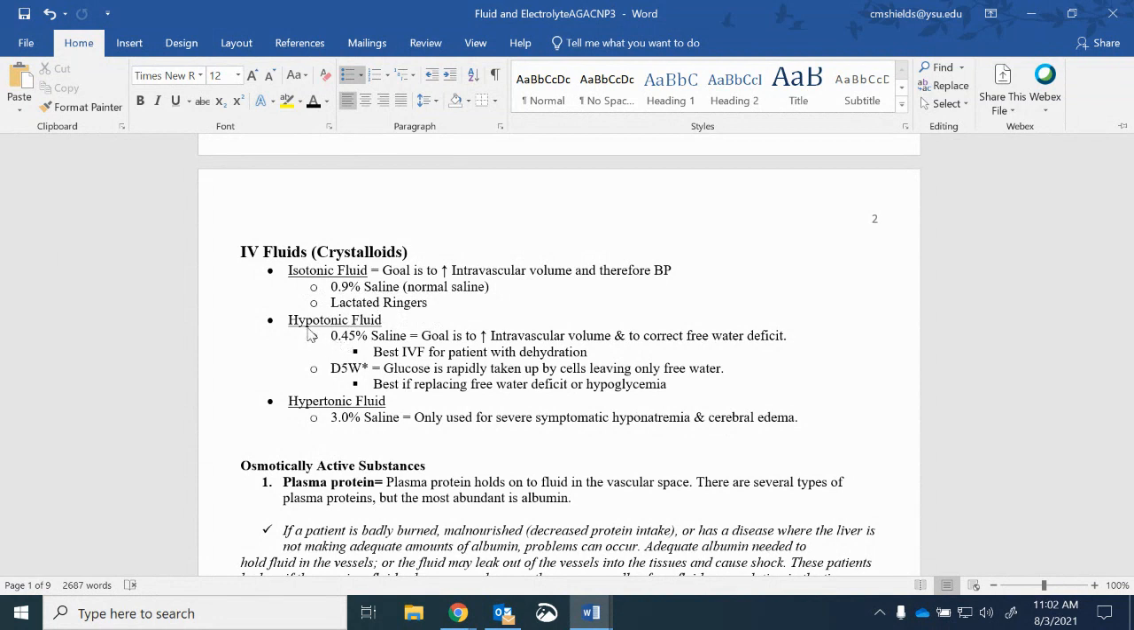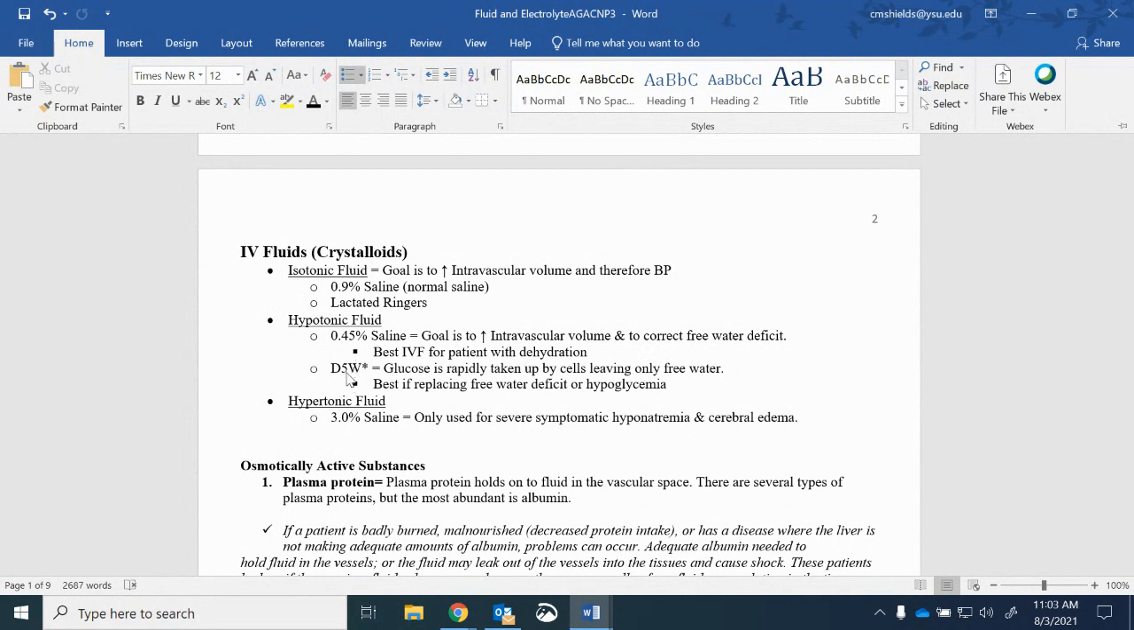Hypotonic would be low, hypo, going inside the cell. Half of the 0.9 normal saline, which is 0.45%, is going to go into the cells. So this is the best IV fluid for somebody with dehydration. But what if they're severely dehydrated and their blood pressure is down? Isotonic is going to be the fluid of choice until we get them hemodynamically stable. So the goal is to increase the intravascular volume and to correct a free water deficit, best given for dehydration.